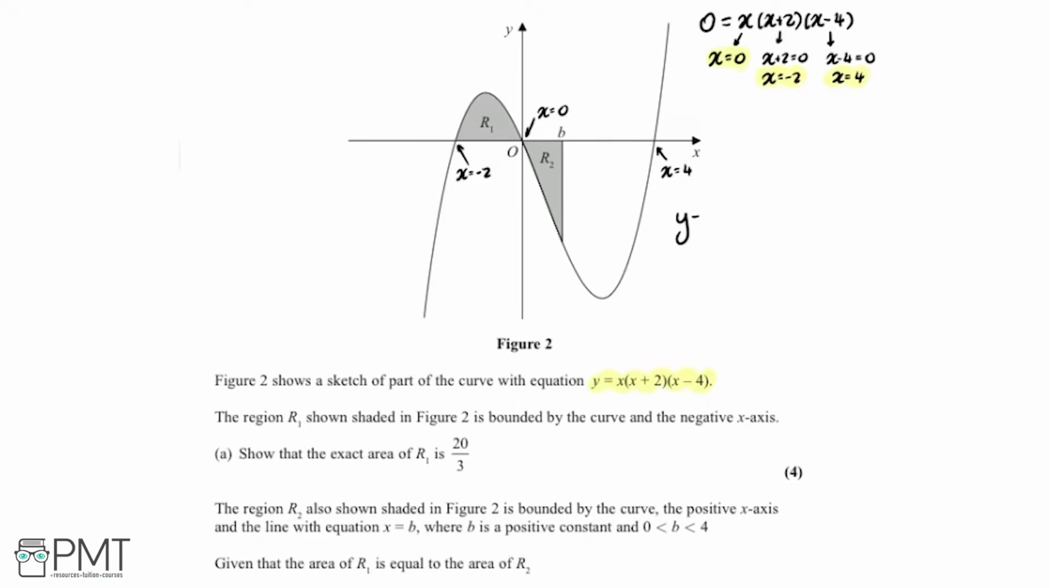To do that here, we've got y equals. And if I expand these two brackets first, we're going to have x squared, and then we've got minus 4x plus 2x, so it's minus 2x. And then we get minus 8 there. And then I'm just going to multiply the x through into the bracket. So we're going to have x to the power of 3 minus 2x squared minus 8x. So now I'm going to carry out the integration to find the area of R1.